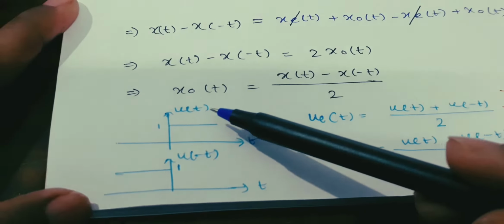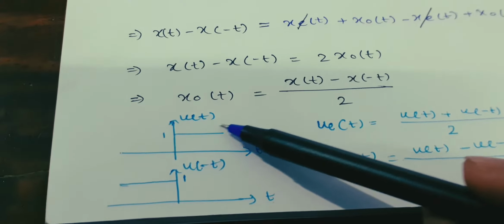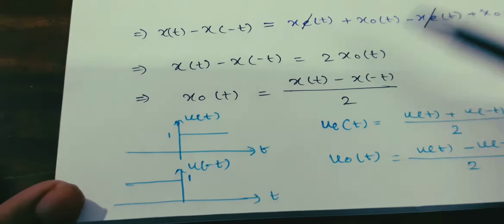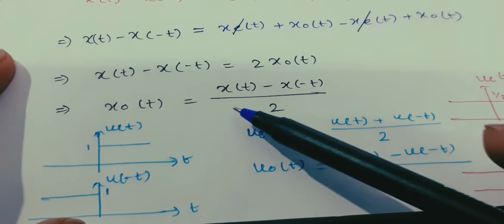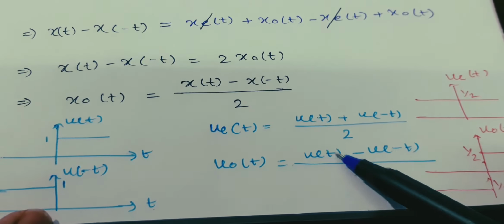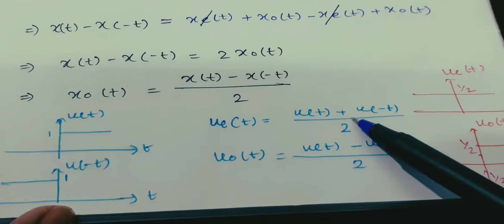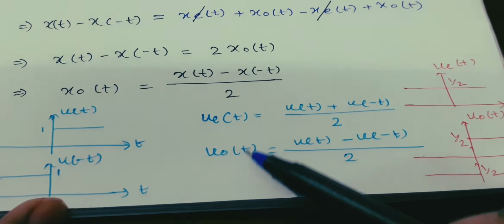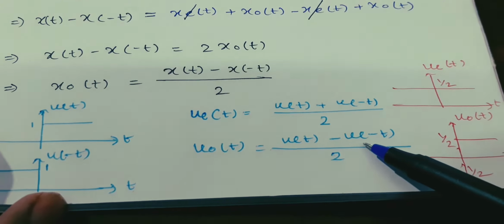Now if we have this unit step signal and the plot is this, and then u of minus t will be obviously this, so even part of this unit step signal will be what, using our formula we can write u e t equal to u t plus u minus t by 2, and u o t equal to, that is odd part, this is even part, odd part will be u t minus u of minus t by 2.